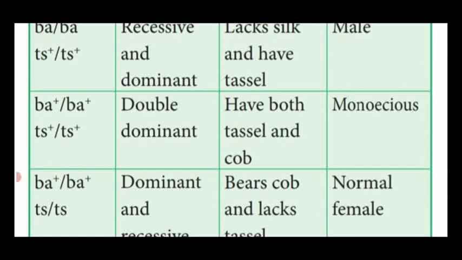Next one, Ba+ Ba+, Ts+ Ts+, both are dominant, double dominant. So it will have both. Both will be there, tassel will be there and cob will be there. So what condition is it? Monoecious condition. Both the florets are present in the same plant, that is monoecious condition.